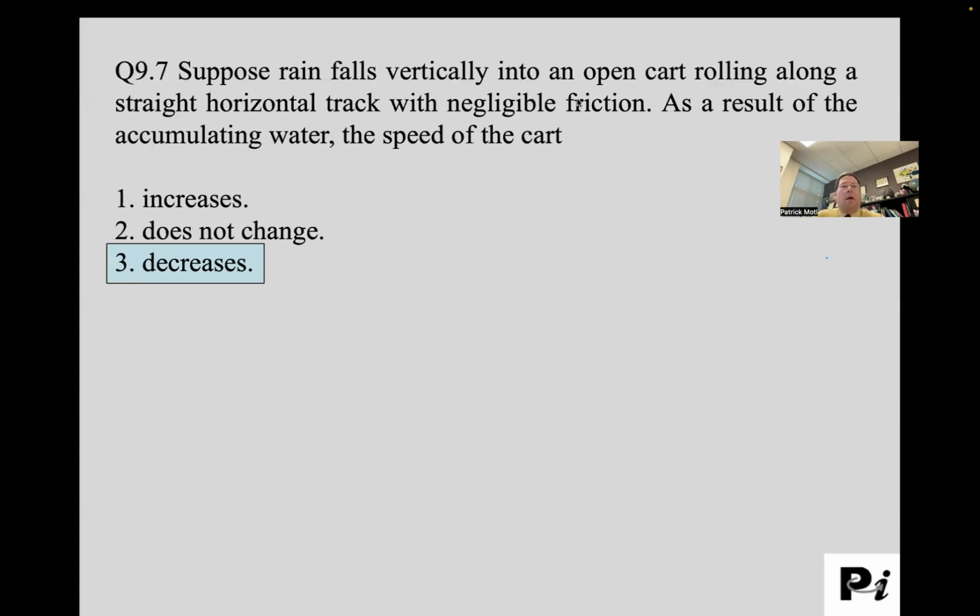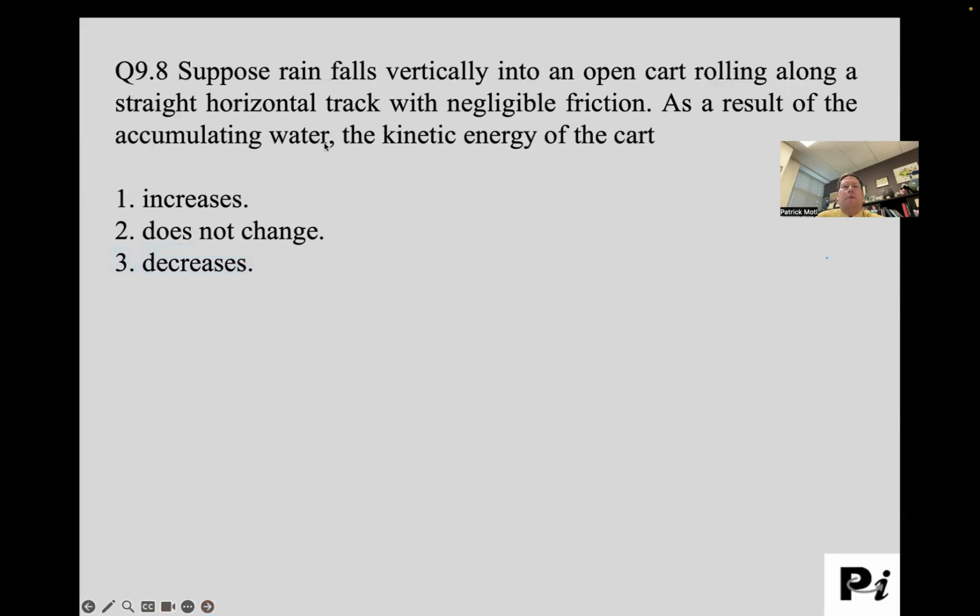So what you wind up saying is that the mass of this cart and its contents times its speed is equal to some constant. And then obviously for an isolated system, as the mass is increasing, the speed is going to have to decrease. All right. There's a follow-up question to this. Try that next.